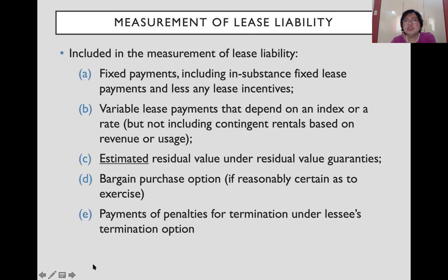So how do we measure the lease liability? The following are included in the measurement of the lease liability. First, the fixed payments, including in substance fixed lease payments, and less any lease incentives. So if there is a reduction in the lease payment that is provided for by the lessor, then this deduction from the lease payment will have to be deducted from such fixed payment.